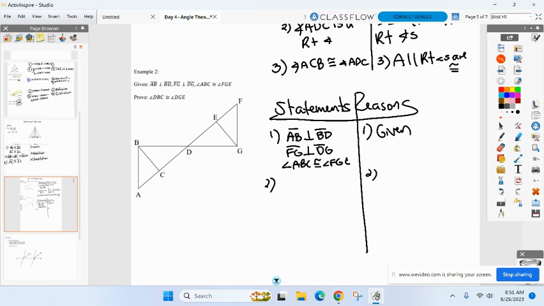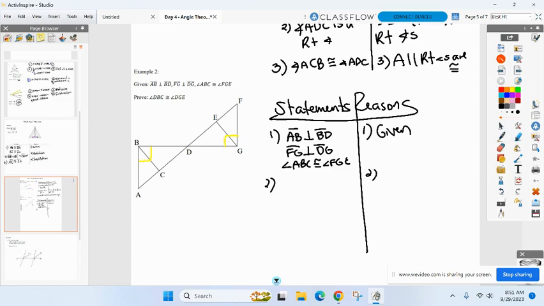Okay, here we go. Seems like we're at the first step here. Everyone, we should have a right angle where AB and BD meet right here. And we should have a right angle where FG and DG meet right here. So we should all have right angle symbols right there.